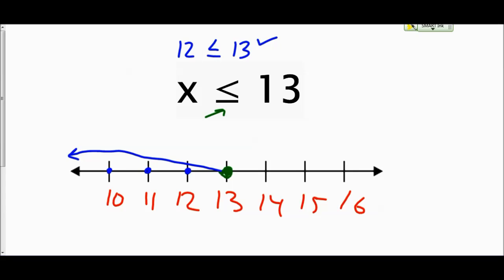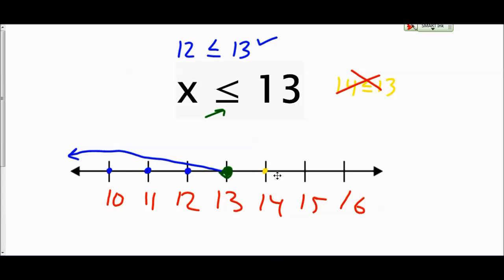Now, if I were to pick 14, for example, instead of 12, well, we know if I plug in 14, I'll get 14 is less than or equal to 13. Well, we know that is definitely not the case. So what we do, we determine whether it's going to be an open circle or a closed circle. Then we draw our arrow. Pick a number. Does it work? If so, draw your arrow that way. If it doesn't work, like for example with 14, draw the opposite way.